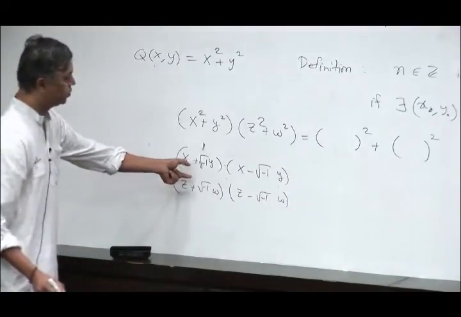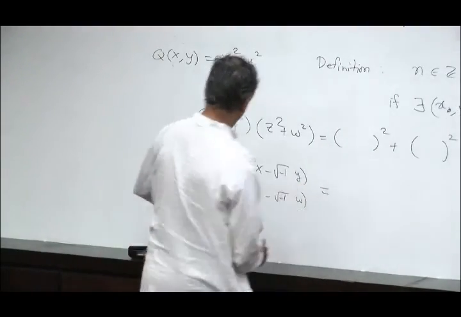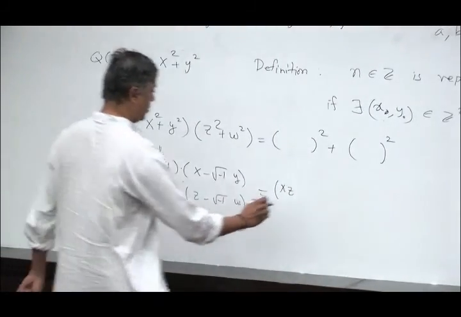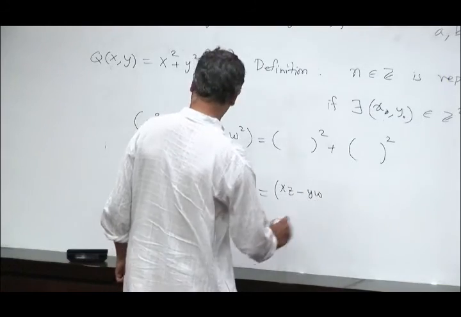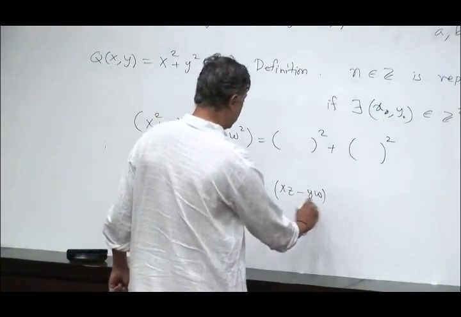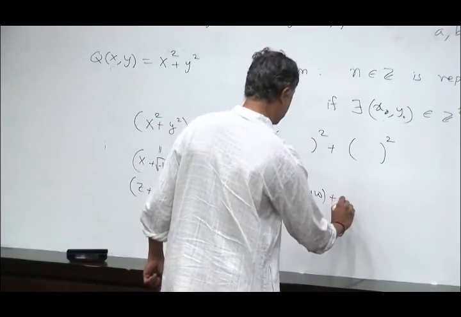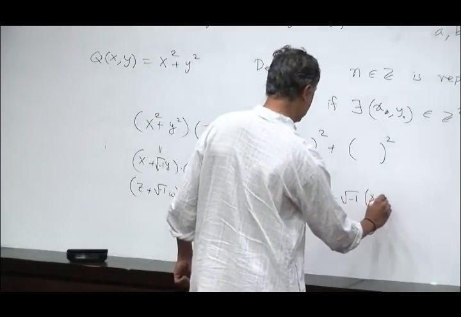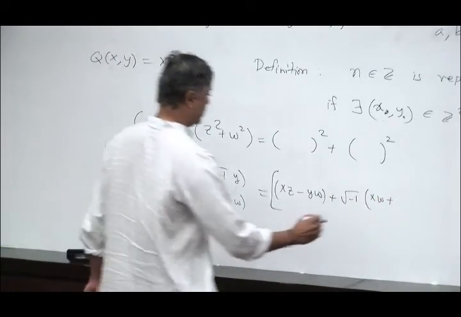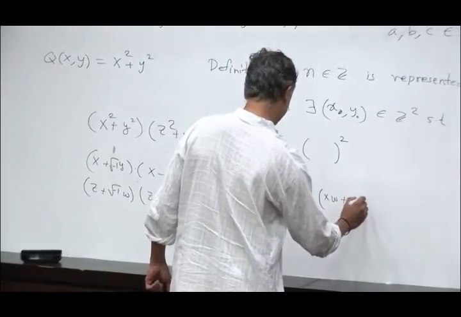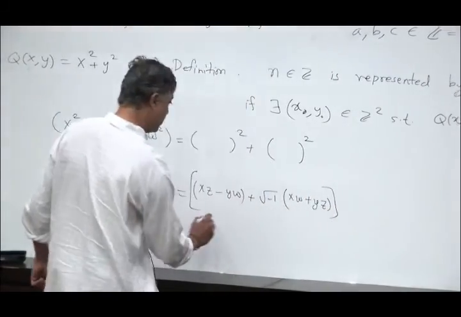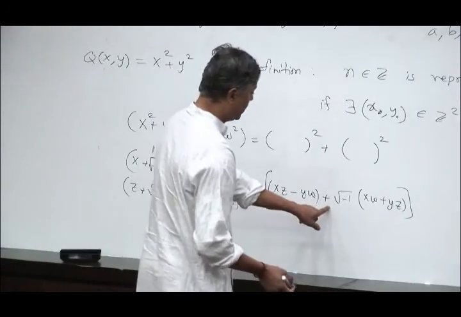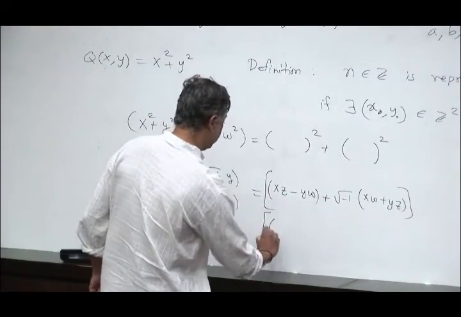Now if I multiply these two, let's just write this down. I put them together, I get xz minus yw, and then there is a cross term, so let me put it like this, plus square root minus 1 times the cross term, which is going to be xw plus yz. And then this one, because of the negative sign, one can just see that the sign will appear here. So this will be the same fellow as here.